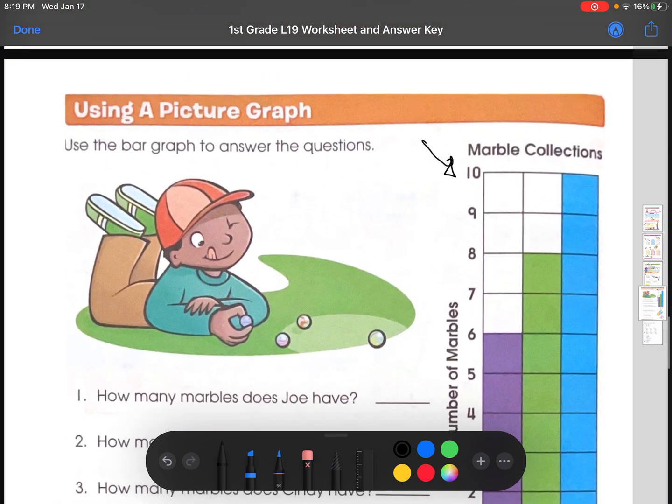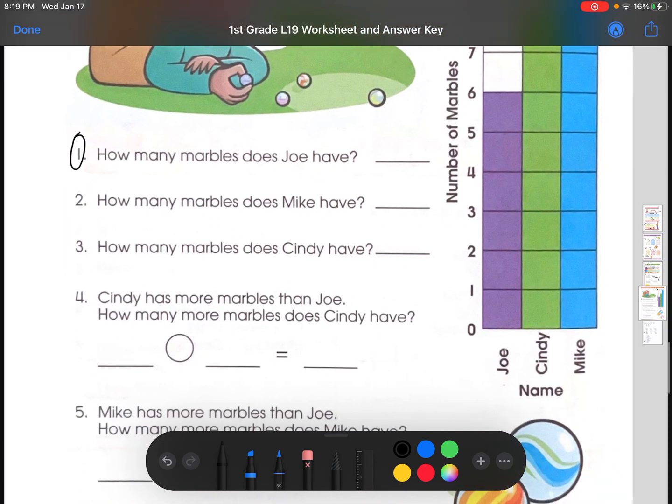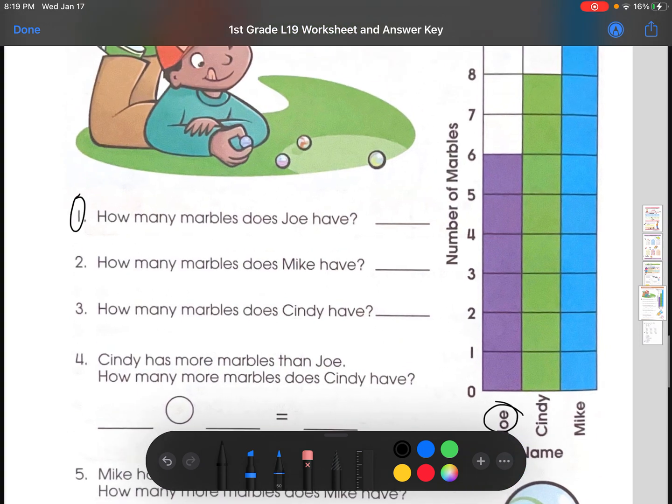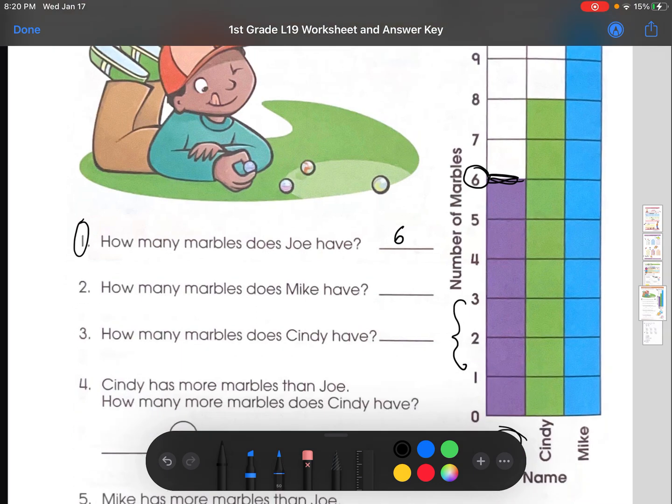Alright, so let's just go straight into number 1. How many marbles does Joe have? So if we look in the graph here, Joe is the purple. We can count these boxes, or we can look at the numbers on the side right here, because these numbers tell us. If we just go to the end of the purple, we'll see that it aligns with the number 6. So Joe has 6 marbles.